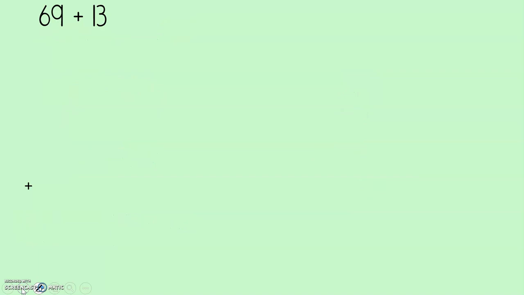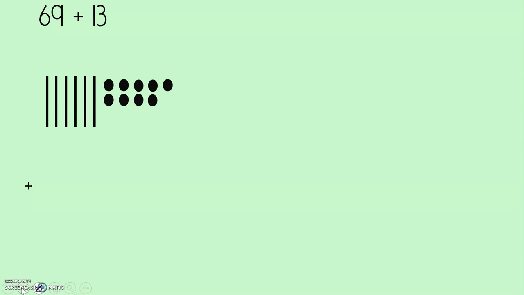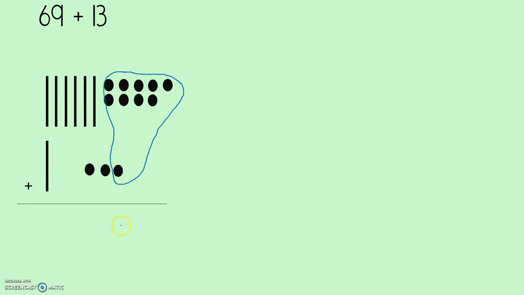All right, last one. Pause your video and solve this on your own. Great job! Let's check your work. First, we decompose 69 into 6 tens and 9 ones. Then we decompose 13 into 1 ten and 3 ones. Now we need to add our ones to make a 10. Well, I have 9 ones here on top, so I just need to grab one more to make a 10. Now I have 2 ones left.